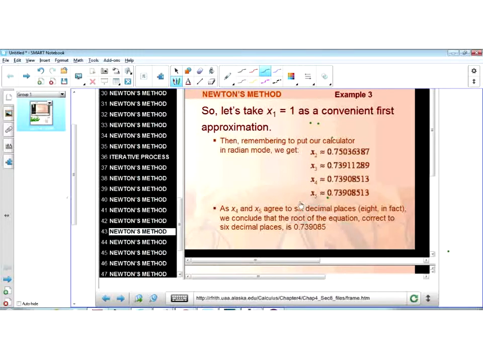Filling in the tabular approach, you'll see these successive approximations. So x4 and x5 agree to within 6 decimal places, and 8 in fact. So you would have to conclude that this is converging. So the solution of cosine x equals x happens at x equals 0.739085. Try reading that from a graph. Not very easily done. It may not even be possible.